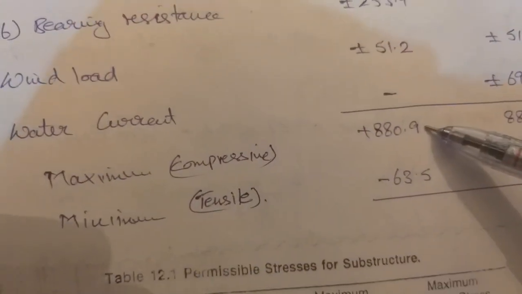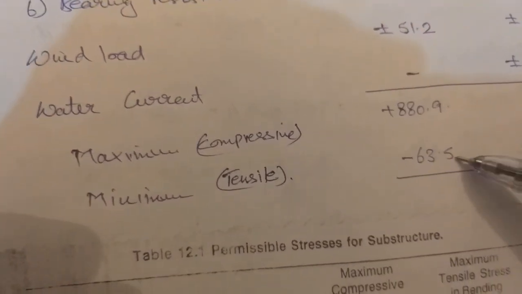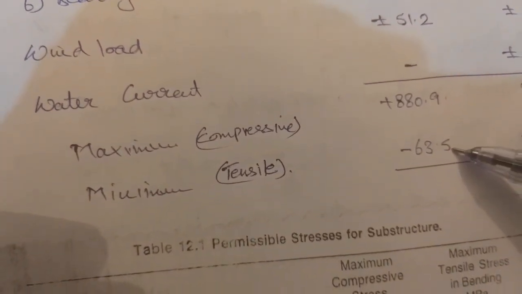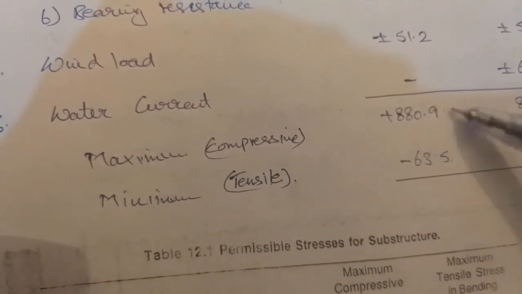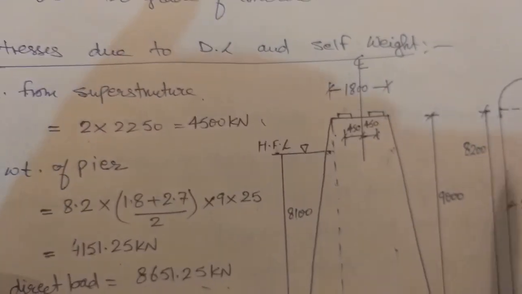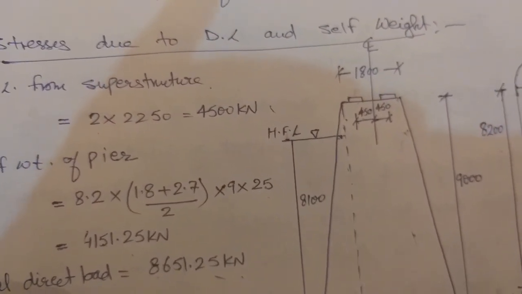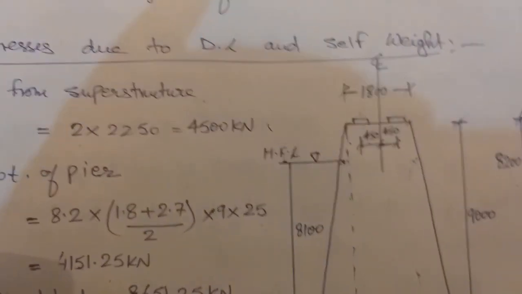So you see, it is 0.88 MPa, and this is 0.063 MPa. So that means we are well safe with these physical data. So this makes a good check for the design of the pier. So this is all about the design of the pier.